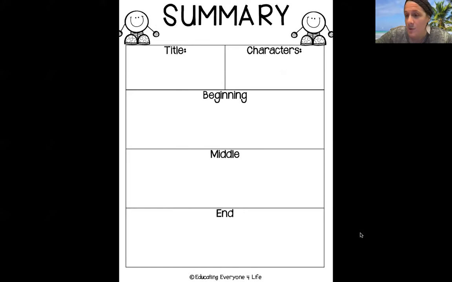What is a summary? Some of you aren't answering me. What is a summary? It's telling the beginning, middle, and end of the story. It's summarizing it. It is not giving too much detail. It is telling just a little blurb from the beginning, middle, and end of the story, okay?